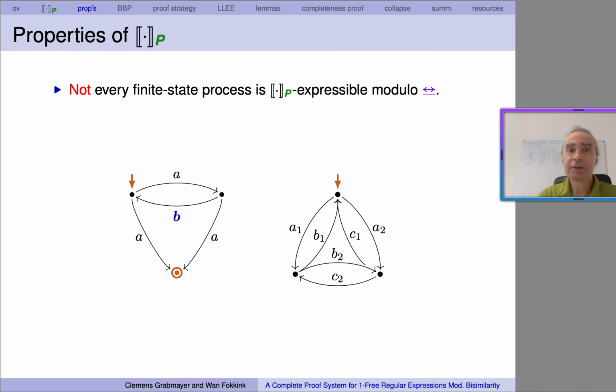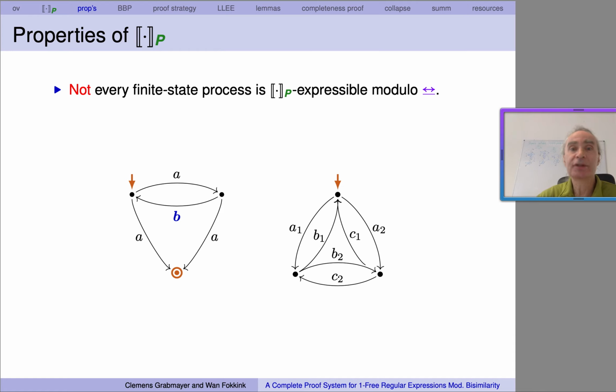Now, the process interpretation has different properties from the standard language interpretation. In standard language interpretation, it is the case that every finite state automaton can be described by a regular expression that has the same language.